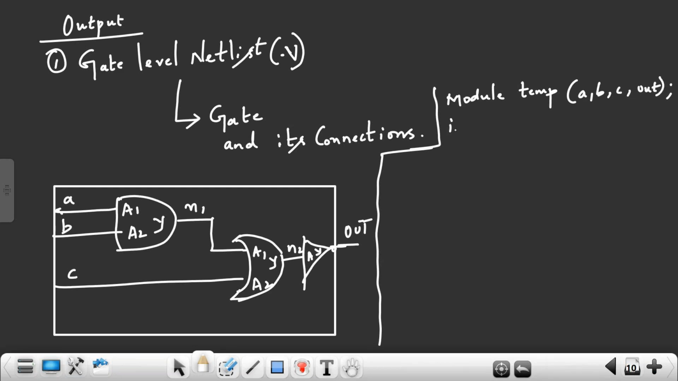Next you will mention what your inputs are: A comma, B comma, C. What is the output of this design? Out. And even these nets have to be declared. Nets are declared as wire N1 comma N2.